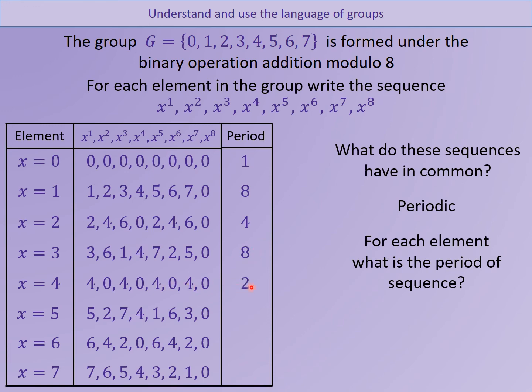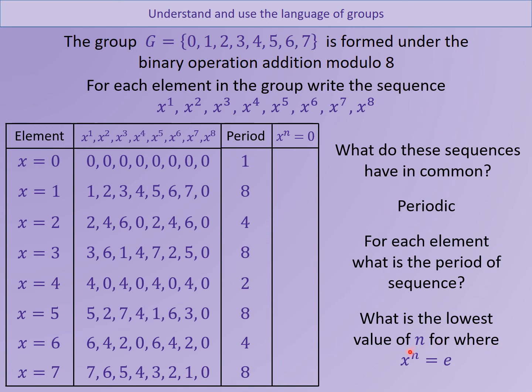And so you can go down: 4, 8. This one's every 2. This one's 8 again. Oh, this one's every 4th one. And this one here is every 8th. So we get the period of each of those elements, looking at it as a sequence.